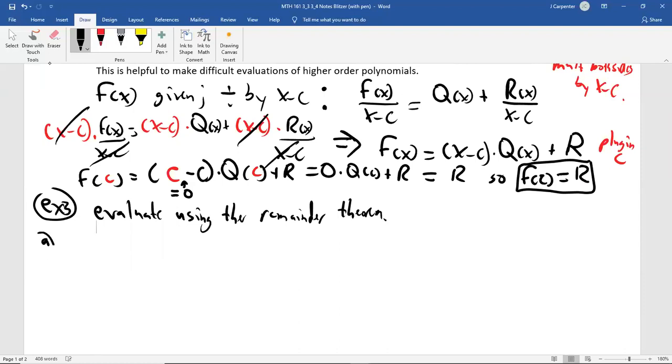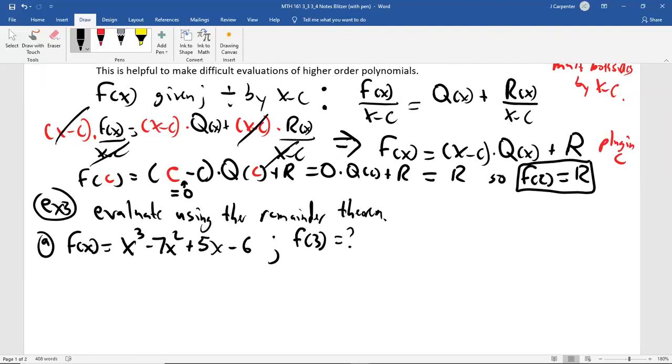So for A, we'll have f of x is equal to x cubed minus 7x squared plus 5x minus 6. And we want to find f of 3. So again, before today, I expect every single one of you to have been able to do this problem. You just plug a 3 here, 3 cubed minus 7 times 3 squared plus 5 times 3 minus 6. And you get what you get. But now let's try this with a different approach.